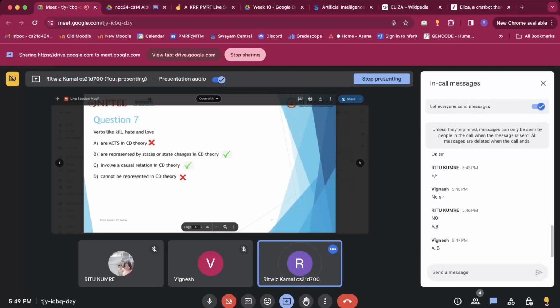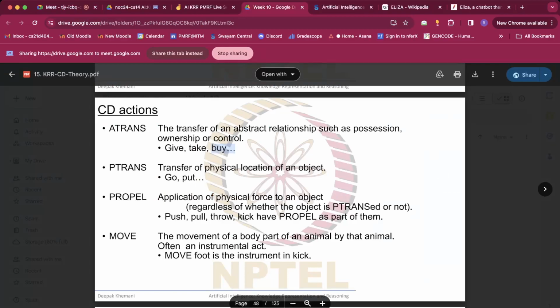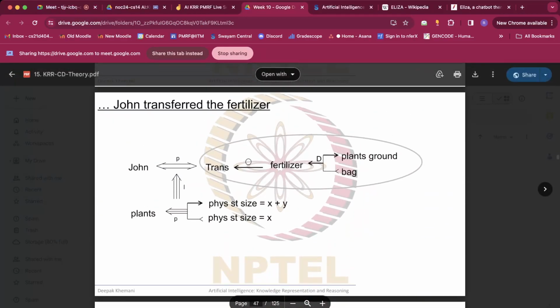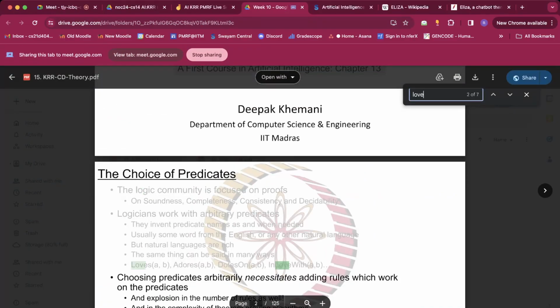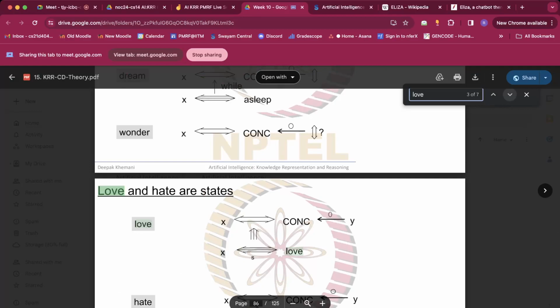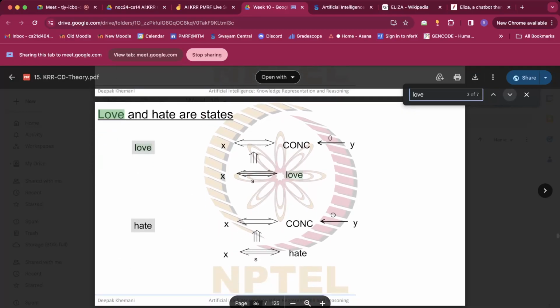Okay, this is also again directly from the lecture slides. Let me just show it to you once more. Okay, so here we have one slide that says that love and hate are states rather than actions. Okay, so kill also belongs to one of these examples, where these are examples of English verbs that are states rather than actions.